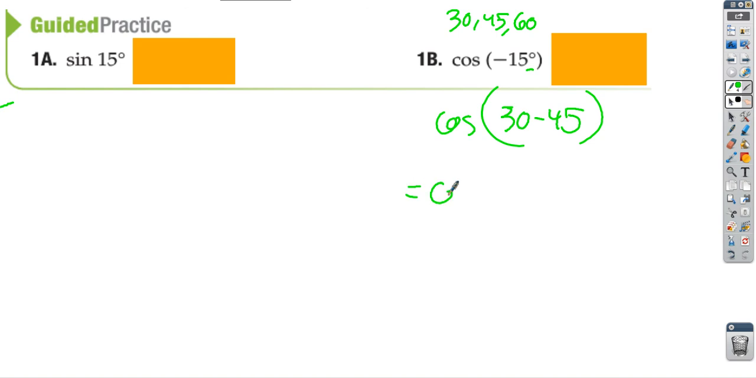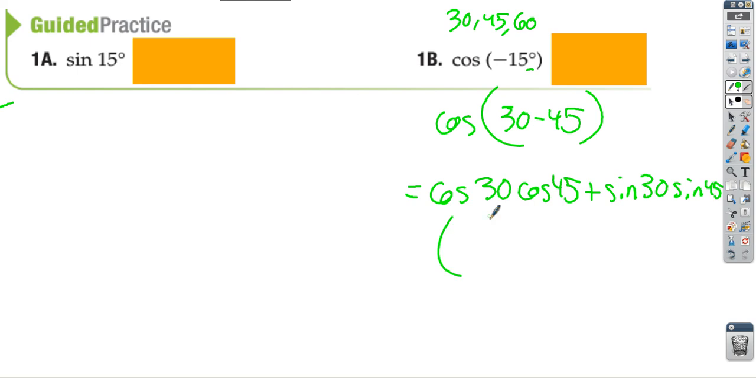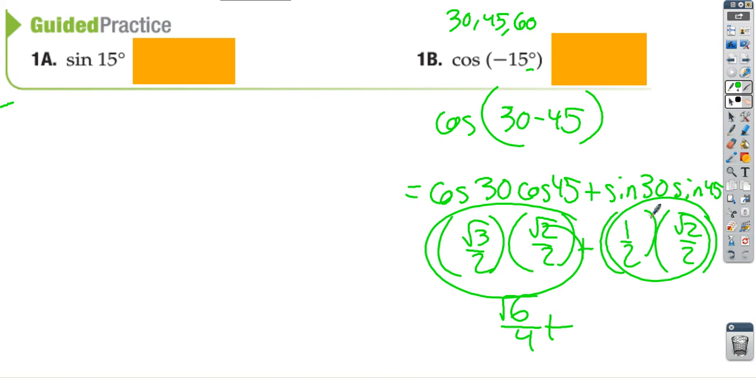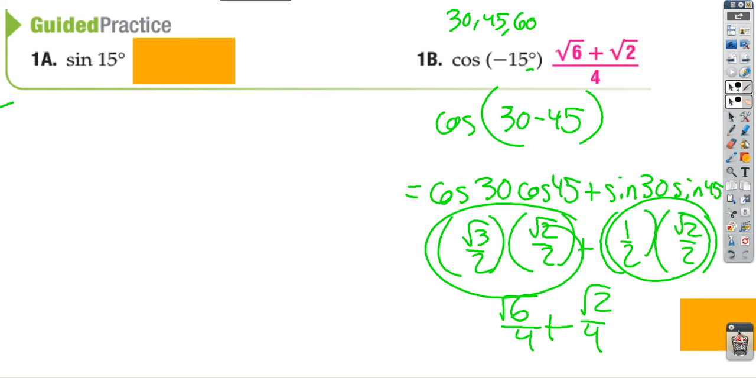So the cosine formula we just said from before, it's cos cos plus sine sine. That is our formula, and these are all things that we should know. Cosine of 30 is radical 3 over 2. Cosine 45 is radical 2 over 2. Sine of 30 is 1/2, and sine 45 is radical 2 over 2. If we multiply these, we get root 6 over 4. Multiply these, we get root 2 over 4. And if you combine them into one fraction, you get what they have right there.